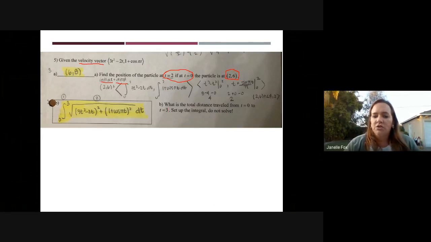Okay, part B says, what's the total distance traveled? I did not want you to solve this one. It would have just been in your graphing calculator anyway to evaluate. I just wanted you to set up the integral. So if you want total distance traveled, it's simply the integral from 0 to 3, and then you basically just take the magnitude of the velocity vector. These values in here are literally just from the velocity vector. There's no derivatives or anything. These guys come into play down here directly. We're squaring each of those and plugging them in, and you're good to go.